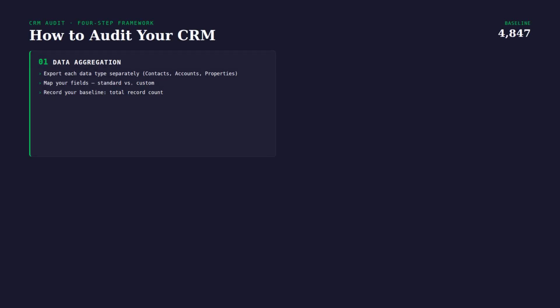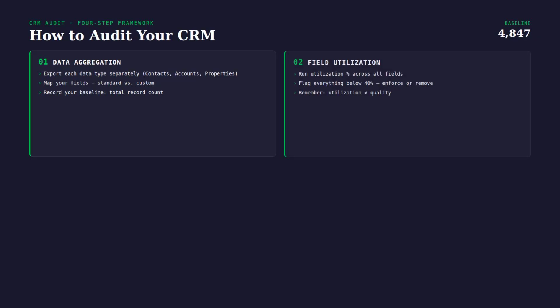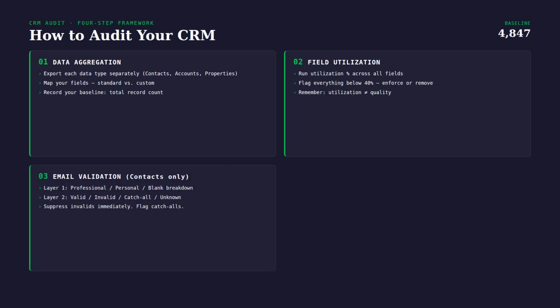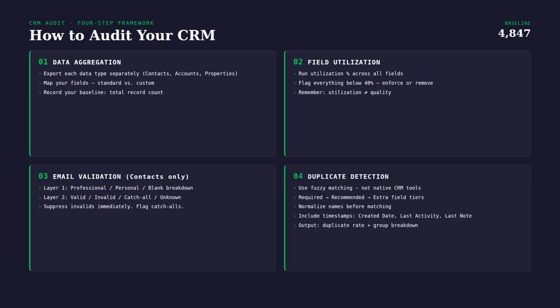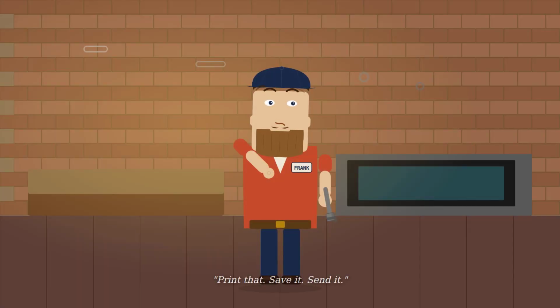Here's the full picture. 4 steps, in order. Each one builds on the last. Step 1, data aggregation. Step 2, field utilization. Step 3, email validation. Step 4, duplicate detection. That's your audit. 4 steps. 1 framework, run it quarterly. Print that, save it, send it to whoever's running the audit.